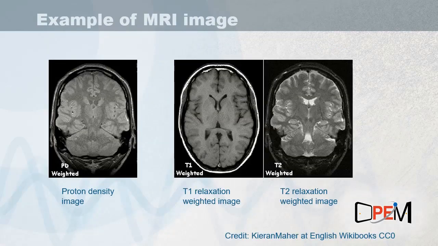Here are examples of MRI brain images. On the left, you have the proton density image, basically just showing how much hydrogen is in different types of tissues. And on the right, you have the T1 weighted and T2 weighted images. You can see different types of tissues are highlighted differently.